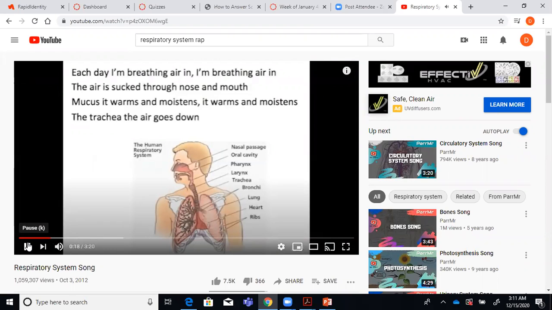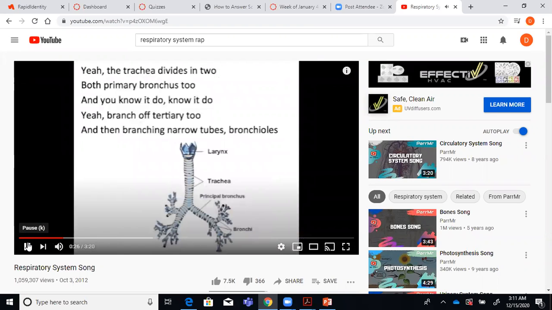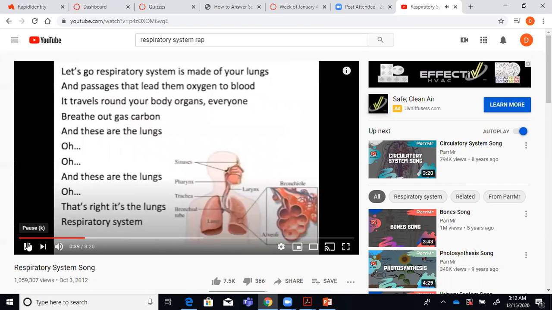It warms and moistens. The trachea, the air goes down. The trachea divides into primary bronchi, then lateral and tertiary, and then branching narrow tubes, bronchioles. The respiratory system is made of your lungs and passages that lead them, oxygen to blood. It travels around your body, organs, everyone. Breathe out gas, carbon. And these are the lungs.